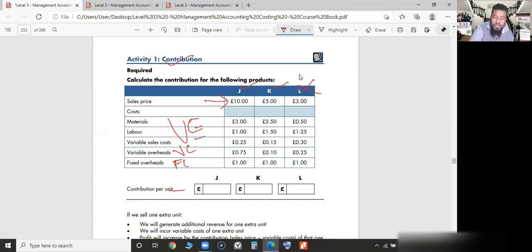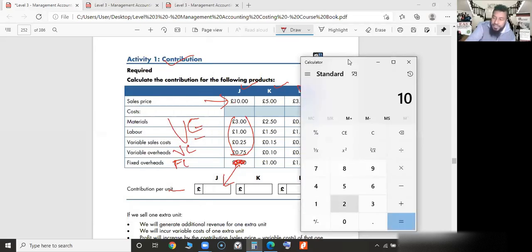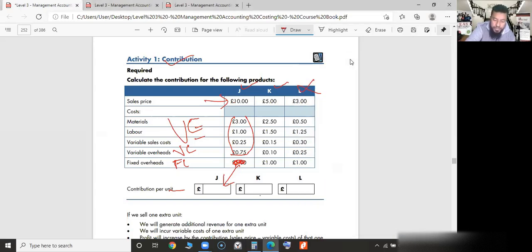What is the contribution? Sales less all my variable cost, isn't it? This is ignored. Taking the calculator on screen for you people. I am doing J for you. You people, please do K for me. 10 is the selling price, minus 3 minus 1 minus 0.25 minus 0.75. I got £5.00. 5.00 is the contribution per unit, right? Sales less VC. These are all my VC.